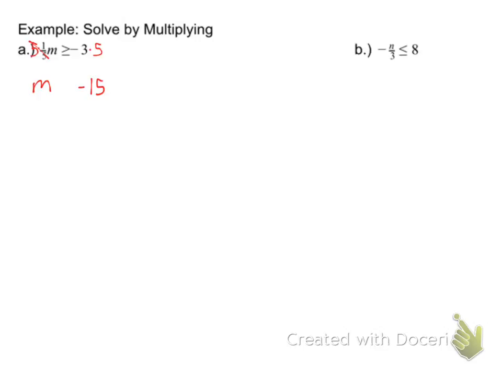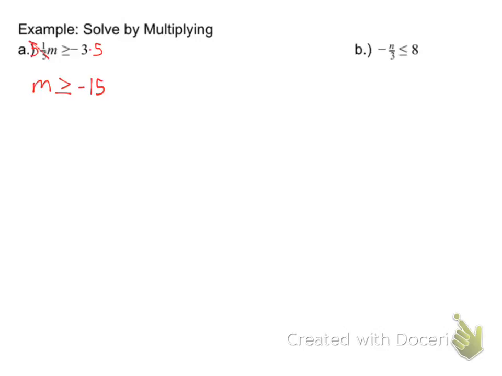Do I have to flip the sign? Should that be less than or equal to? It's got a negative right here. But I did not multiply by a negative, so no, I will not change it. It keeps the same. So now m is greater than or equal to -15.